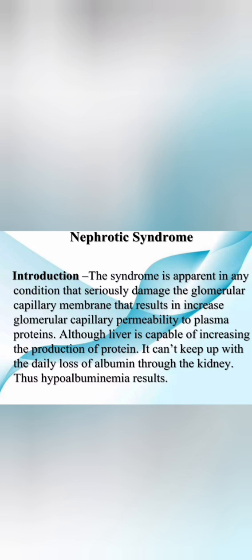First, nephrotic syndrome. The syndrome is apparent in any condition that seriously damages the glomerular capillary membrane, which results in increased glomerular capillary permeability to the plasma protein. Although the liver is capable of increasing the production of protein, it cannot keep up with the daily loss of albumin through the kidney. Thus, hypoalbuminemia is the result.